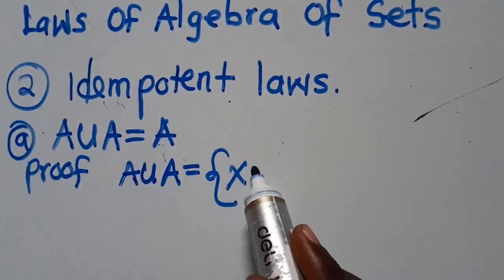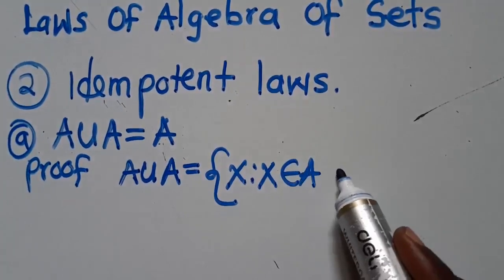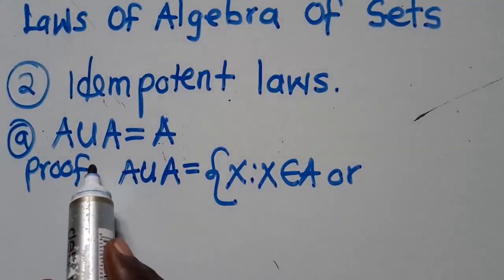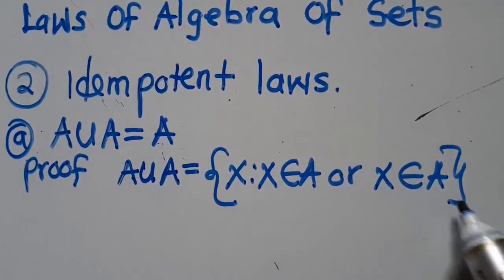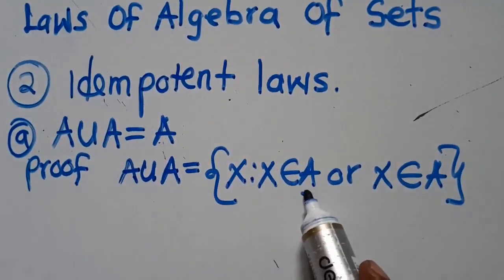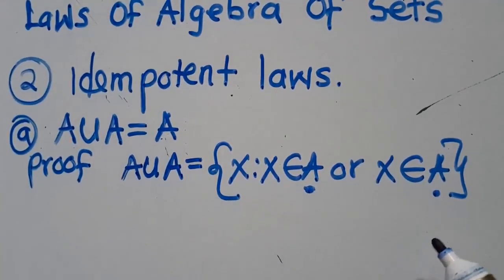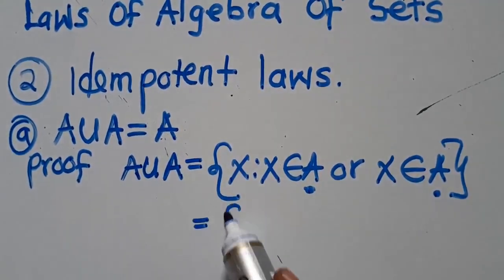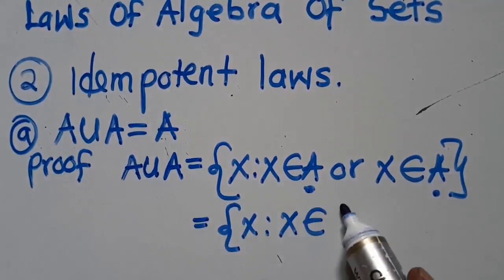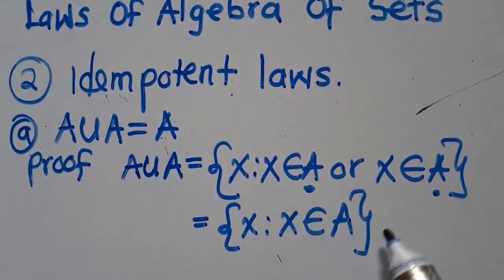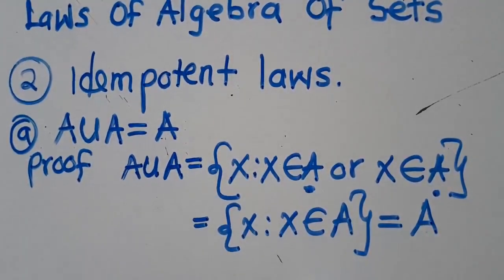We are going to say that X such that X is a member of A, or, since there is union here, you say or X is a member of A. Have you seen here we've got set A, even there we've got set A. So we are just talking about the same set here. It's just the same as X such that X is a member of set A, which is just equal to A. We're just talking about the same set.